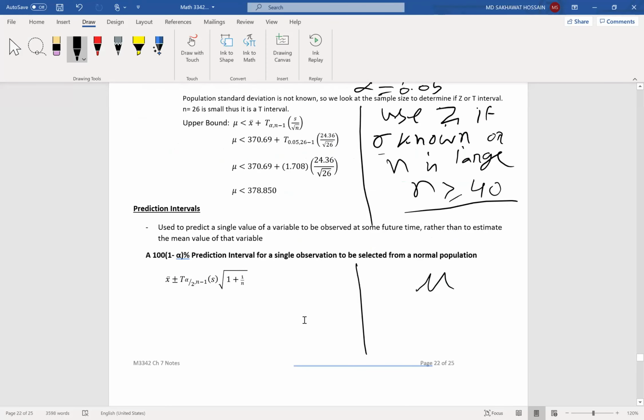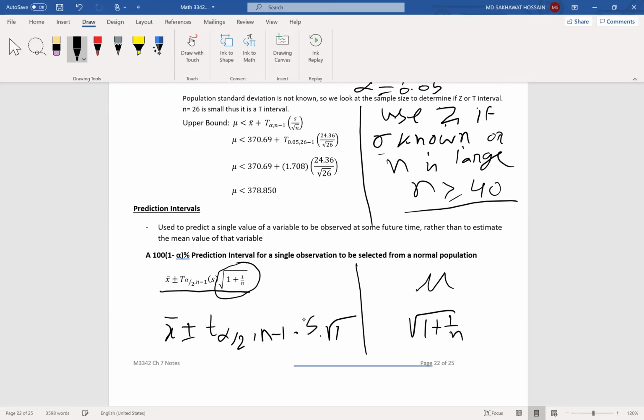Now if you look at the formula for the prediction interval, you can see the difference is here. The other things are the same. This is x bar plus minus t alpha over 2, n minus 1, times s, times the square root of 1 plus 1 over n. So this is the difference, the square root of 1 plus 1 over n. In the previous formula, we had just the square root of 1 over n.